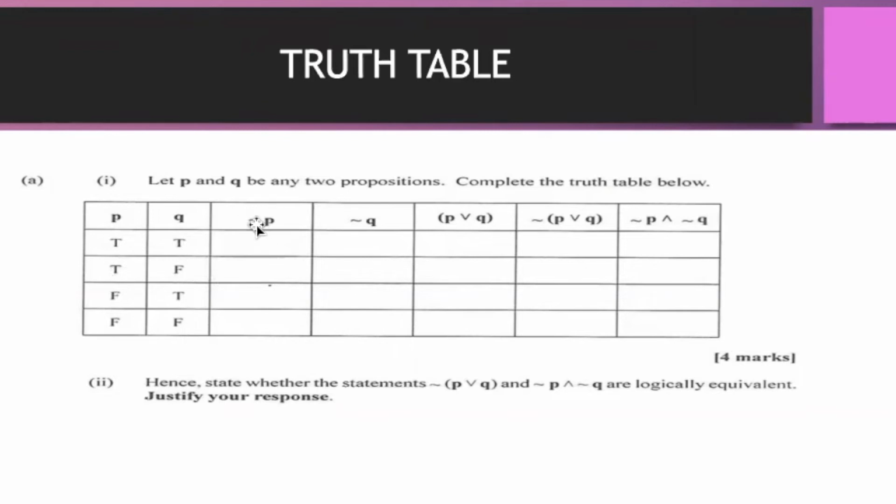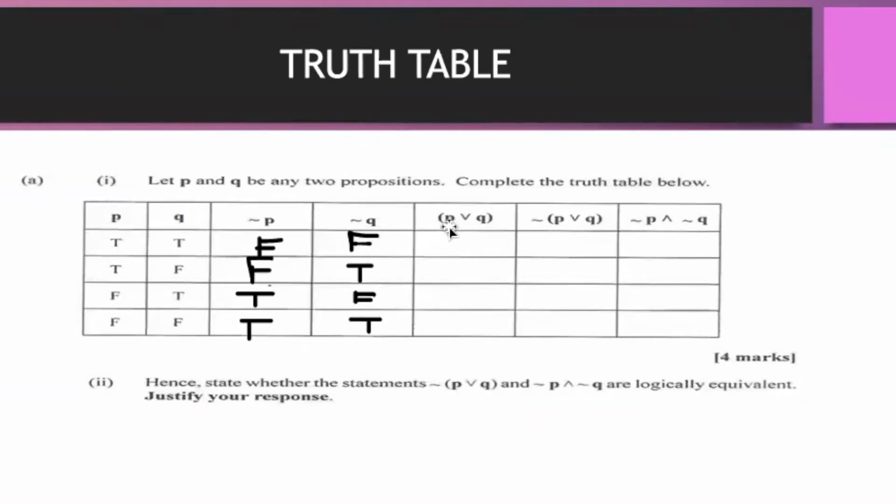Let's find the negation of this. So we're going to change the two T's to false. Negation is the opposite, so this would be false, false, and then the two false will become true. Same thing here, I'm going to negate this, so this T will become an F. This F will become a T, this T will become an F, and this F will become a T.